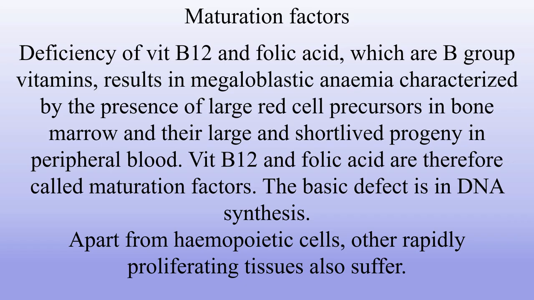Maturation factors. Deficiency of vitamin B12 and folic acid, which are B group vitamins, results in megaloblastic anemia characterized by the presence of large red cell precursors in bone marrow and their large and short-lived progeny in peripheral blood. Vitamin B12 and folic acid are therefore called maturation factors. The basic defect is in DNA synthesis. Apart from hemopoietic cells, other rapidly proliferating tissues also suffer.